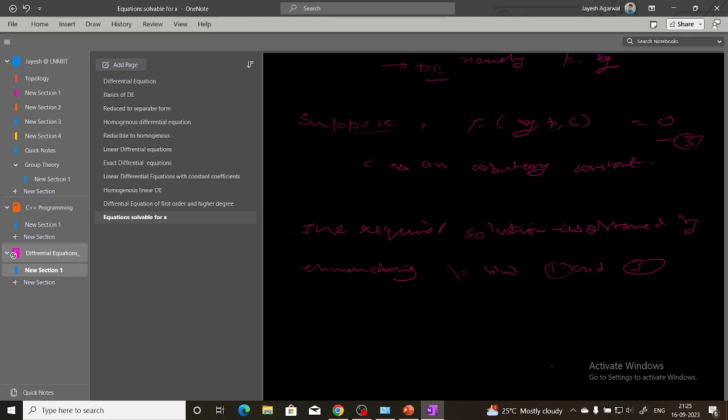Similarly, the same situation applies, but equation 3 is different compared to the previous situation, and equation 2 is also different, and equation 1 is also a little different, because we are dealing with the solvable for x conditions, right?